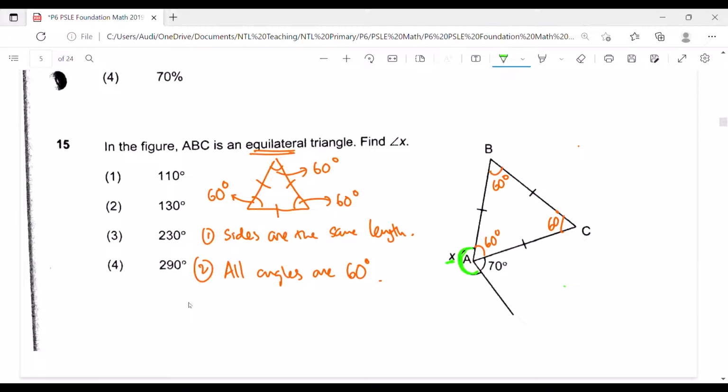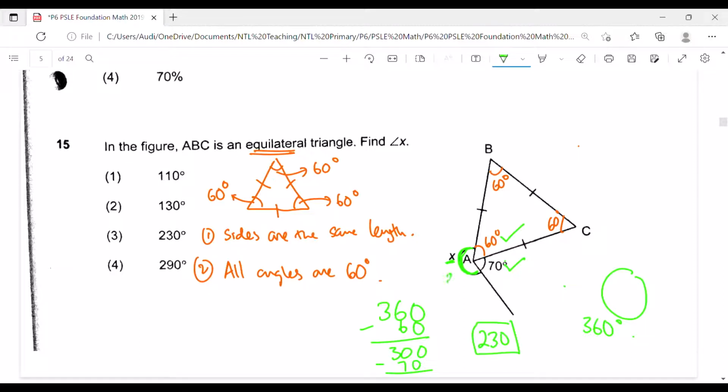What do we know about angles at a point? One whole circle like this. What is the angle? One whole circle is 360 degrees. So, how do we find X? To find X, we take 360 minus 60. Then we minus off 70. And we get 230. This is our answer. So this is 230 degrees.